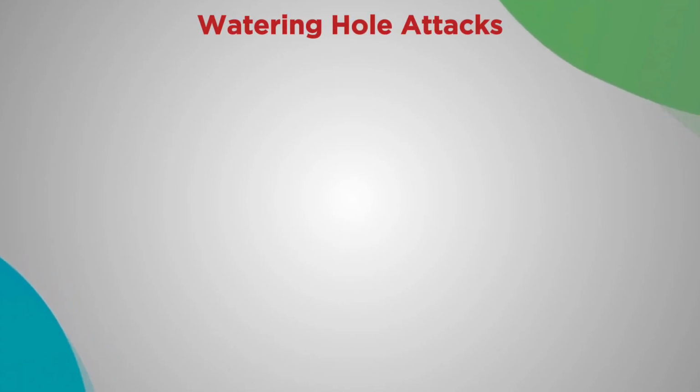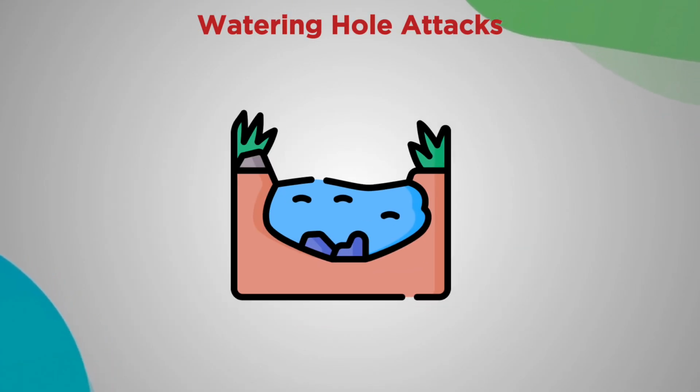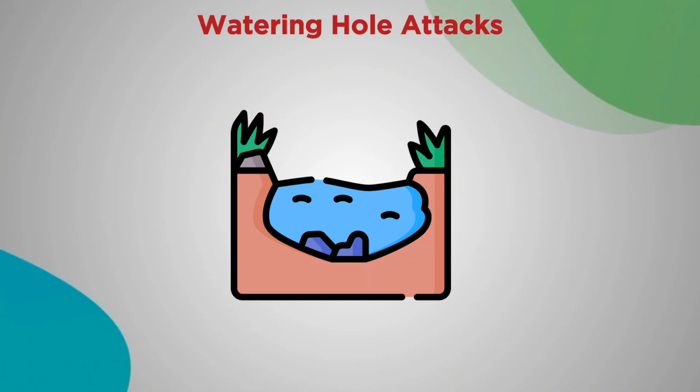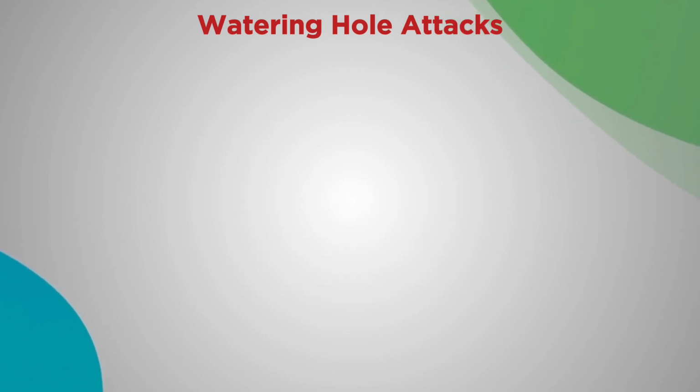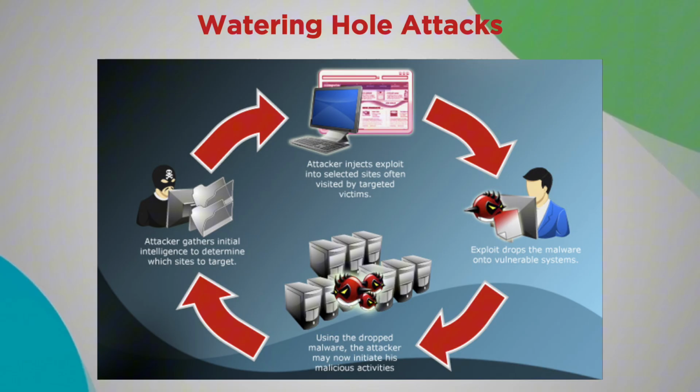Next, we have the watering hole attack. A watering hole attack is a security exploit in which an attacker seeks to compromise a specific group of end users by infecting websites that members of the group are known to visit. The goal is to infect users' computers and gain access to the network at the target's workplace.